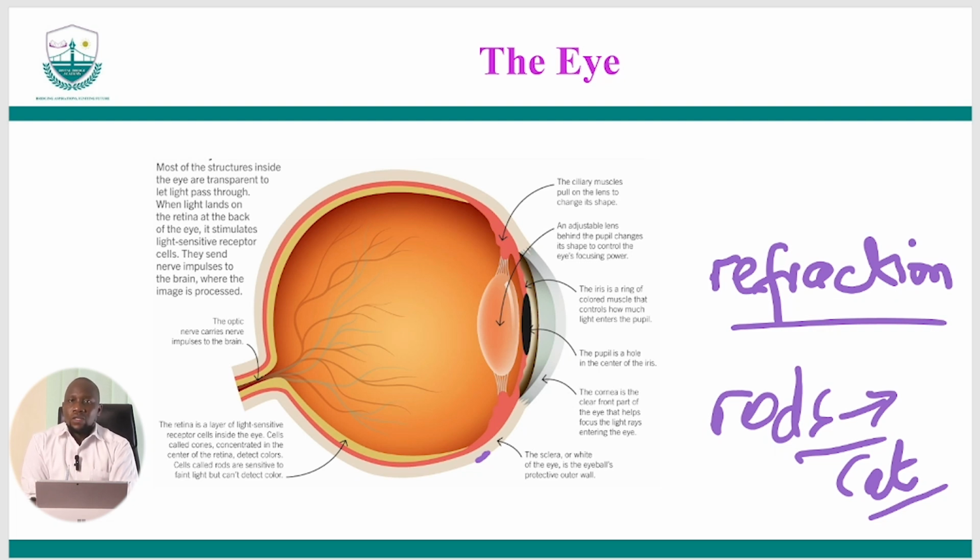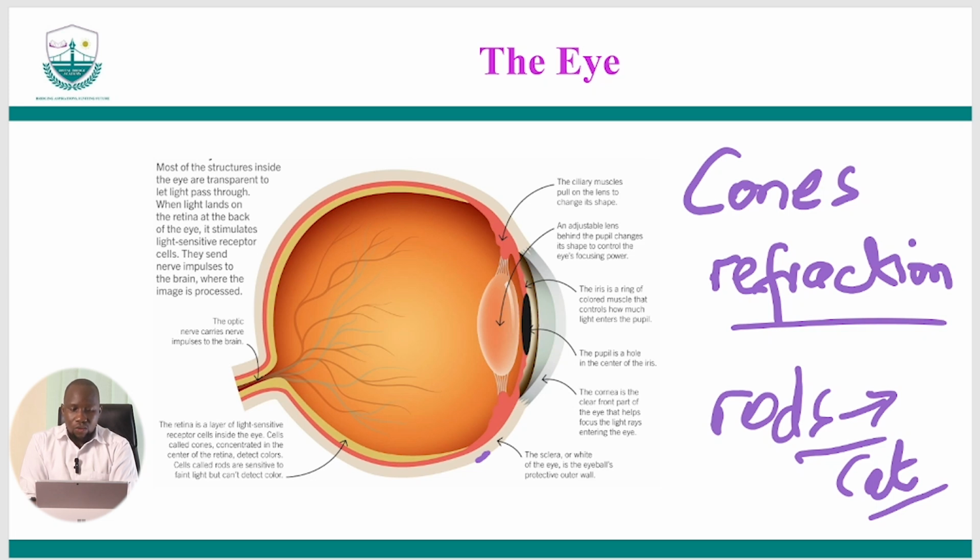So when we have more light, then we use the cones. The cones are the ones that you use when you have enough light. Humans have more cones than rods, and therefore we can see well in light but not in darkness like the cats. So that is something that you need to note there.